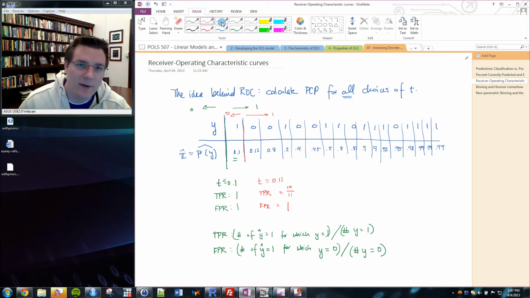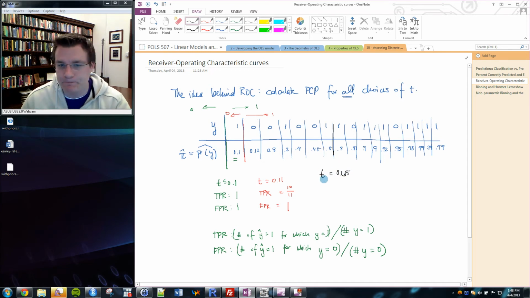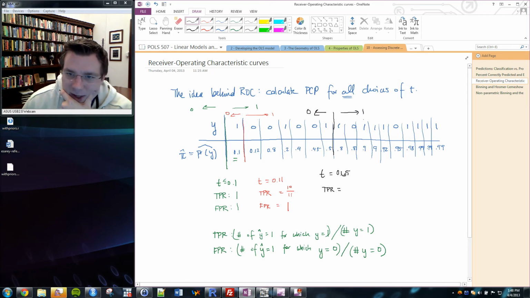Now I'm going to skip over a couple of possibilities here and move up to somewhere in the middle. So here we've got thresholds, we can say of 0.7 or maybe 0.65. Anything between 0.5 and 0.8 would work here. What would our true positive rate look like here? Well, we're classifying all these cases as 1s and all these cases as 0s. So how are we doing? Well, the number of y hat equal 1s for which y equals 1, let's see, 1, 2, 3, 4, 5, 6, 7, 8. So we get 8 correct predictions.